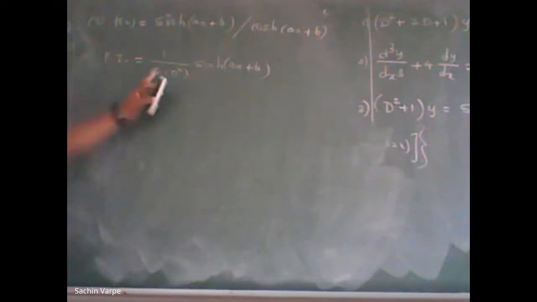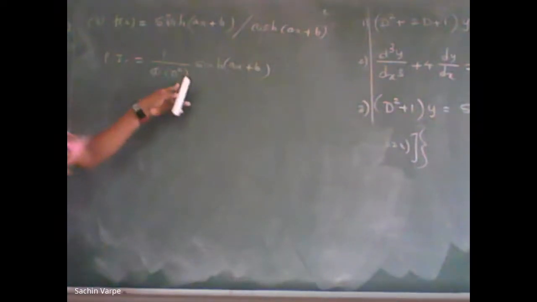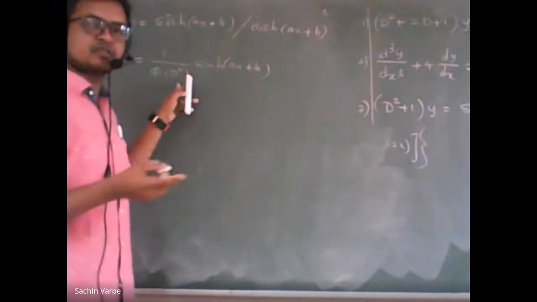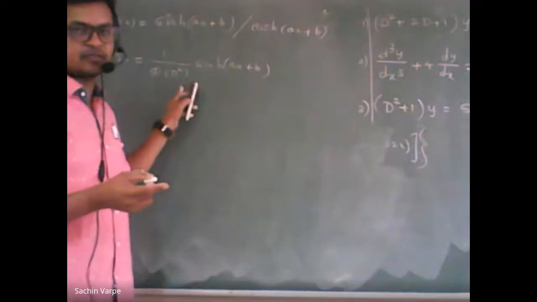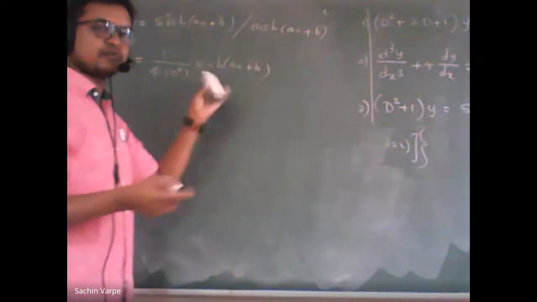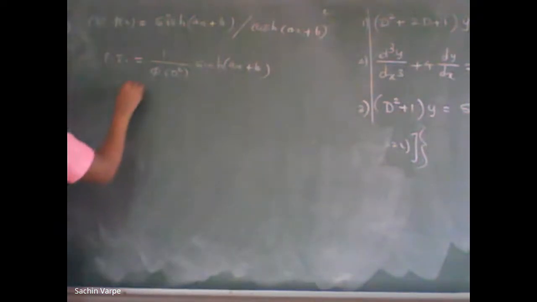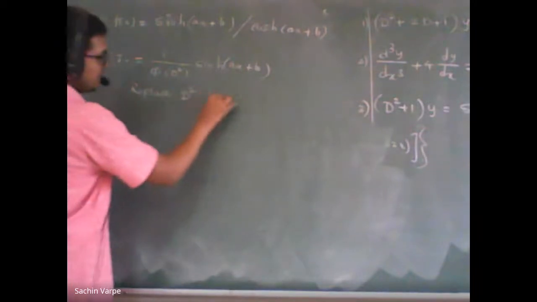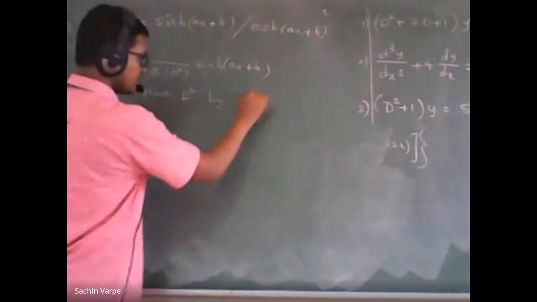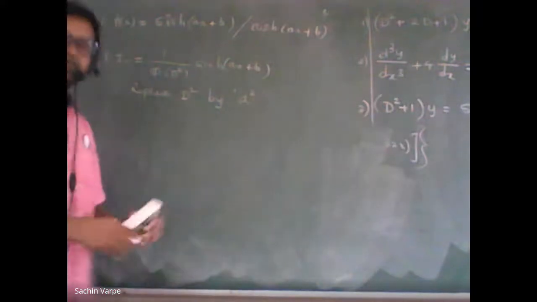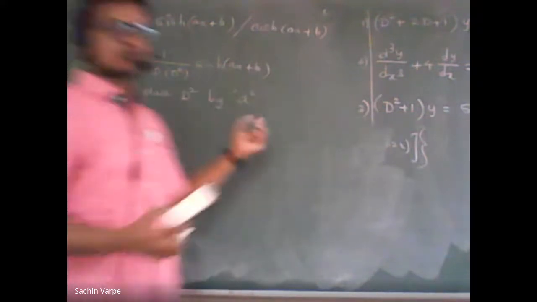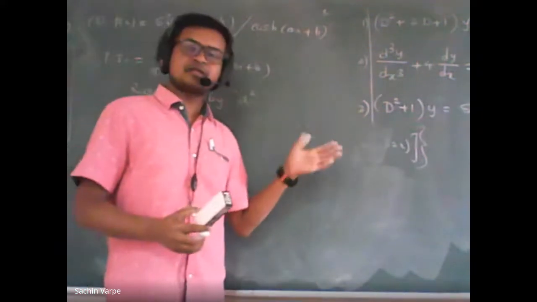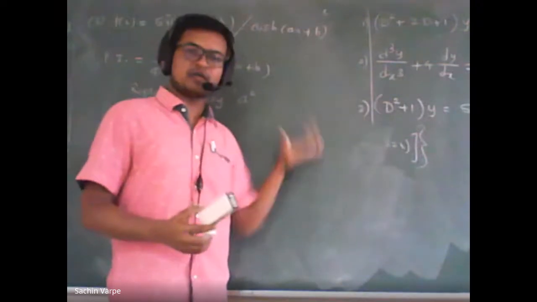Why have I written it in terms of D square? Because we have the replacement for D square only. If D square is not there, then we have to get D square first by rationalizing the denominator. That we know, isn't it? So the case is replace D square by plus a square. And the reason is very similar to sine and cos, where we replace D square by minus a square. The proof we have discussed, isn't it?